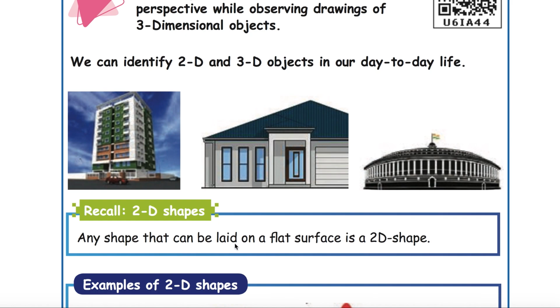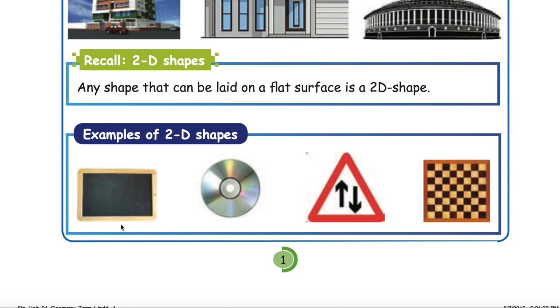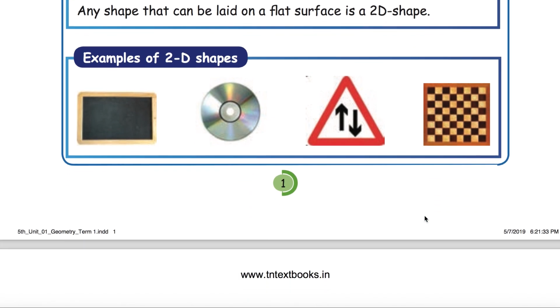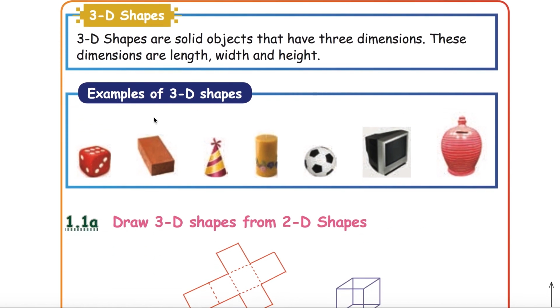Any shape that can be laid on a flat surface is a 2D shape. This one is the definition of 2D shape. Examples are slate, CD, traffic signal, chessboard. 3D shapes are solid objects that have three dimensions, namely length, breadth or width, and height. Examples: dice, football, volleyball, TV.